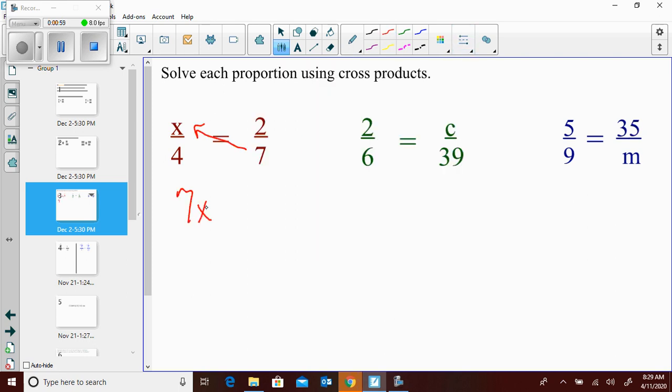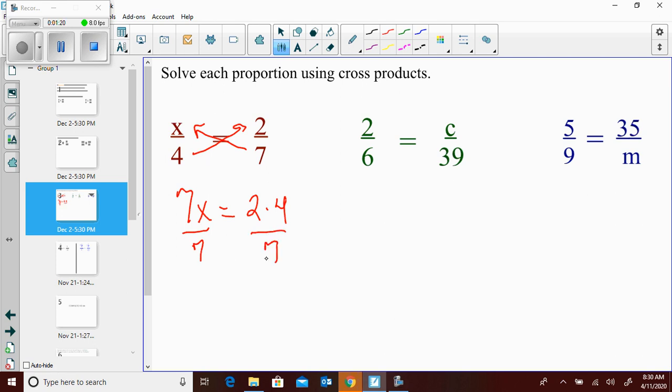Seven x equals 2 times 4. And the reason I didn't make this 8 is because when the numbers get larger, you do not want to multiply them. Again, you do not want to multiply them. It's going to make sense when we get over to this problem here.